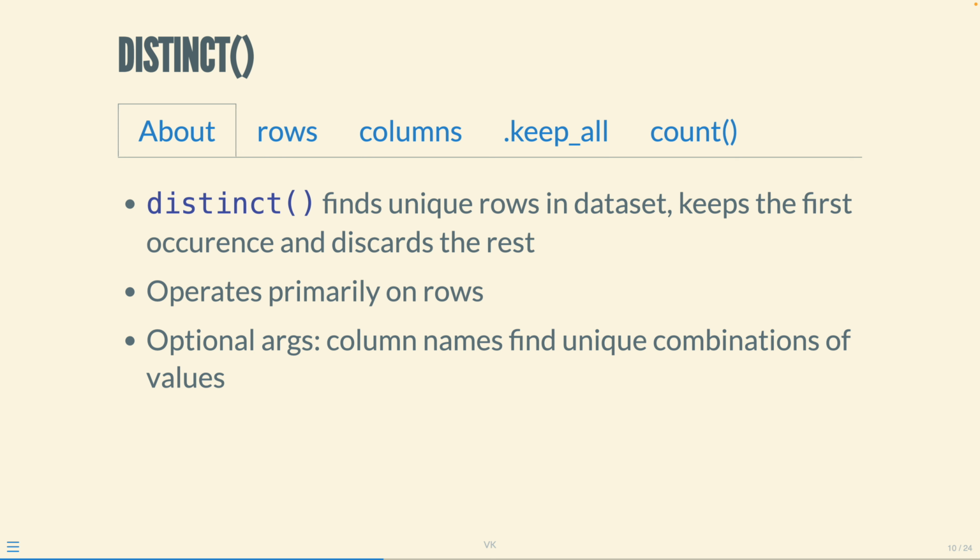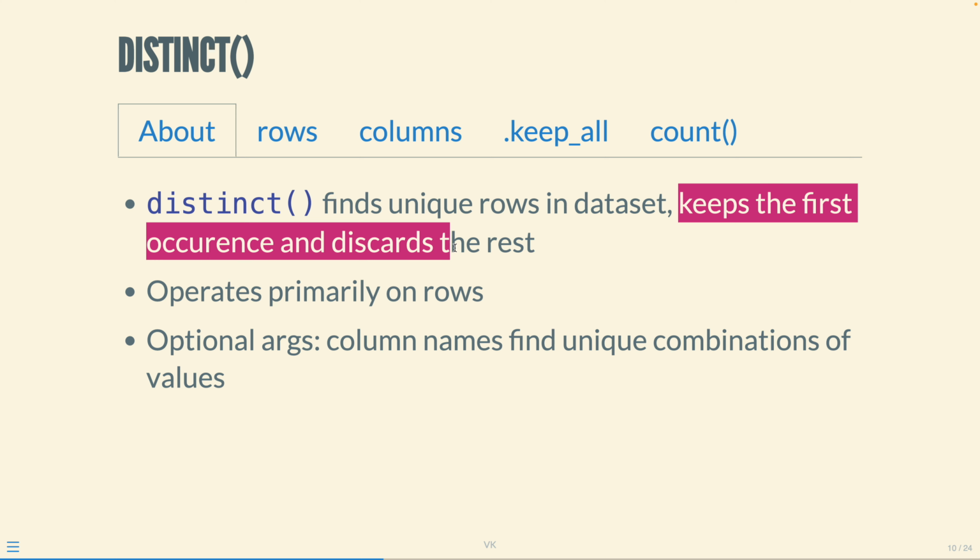So what it does is it finds those unique rows in the data set, and it will keep the first occurrence and discard all of the other rows that are duplicates. Okay, so it's not going to discard all of the rows that come after the duplicate rows, it's just going to discard the duplicate rows, right? And keep one of those, so that everything you have in your data set is a unique row. So this can be a row-wise function, and there are some optional arguments when we talk about how we can use distinct with column names.